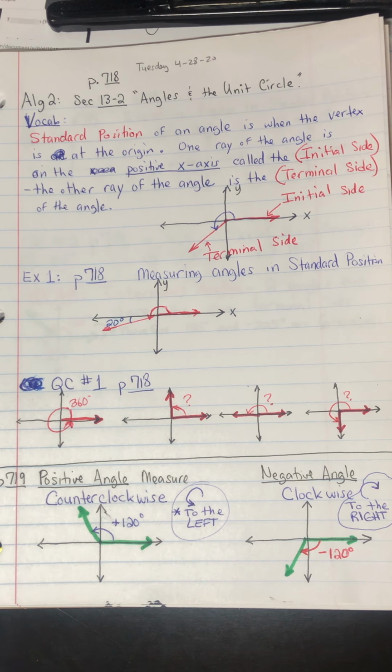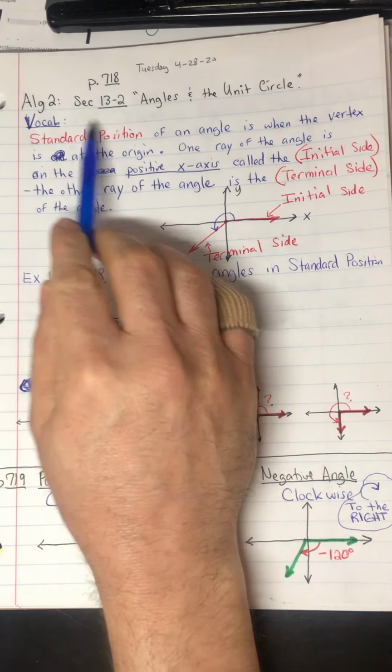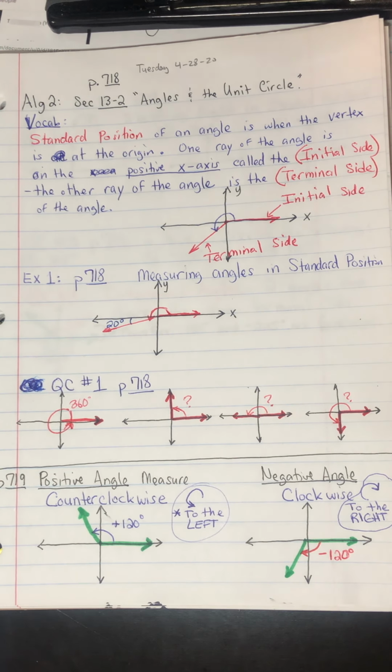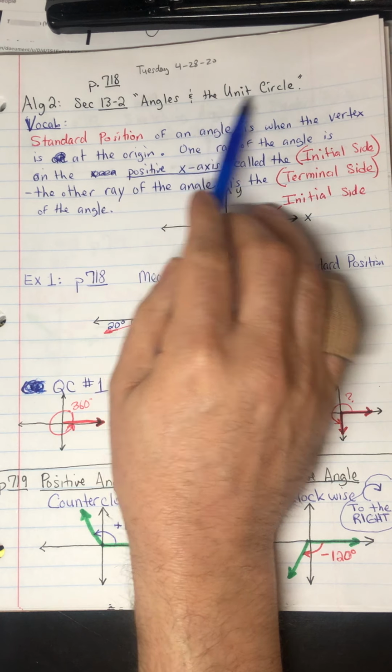We're going to start section 13-2. We're going to continue with trigonometric functions, trigonometry. We're going to concentrate on 13.2. We're going to do example 1 and 2 in this video only. This is page 718 of your book, 13-2, angles in the unit circle.